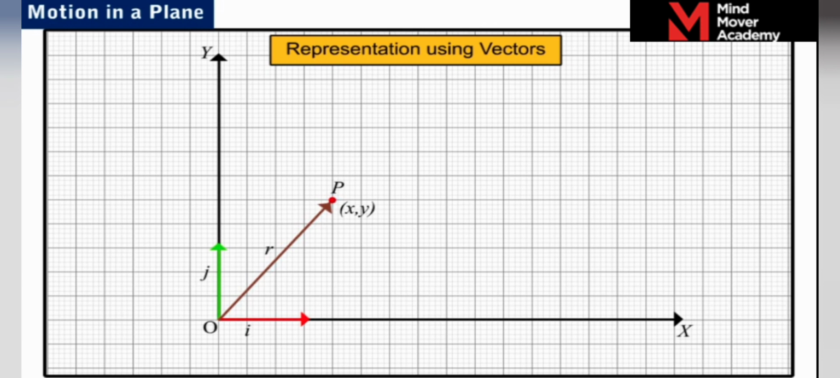From P, draw perpendicular lines to the x and y axis to indicate the x and y coordinates of point P. xi represents the horizontal component of the vector r, and yj represents the vertical component of the vector r. This position vector r is written as r is equal to xi plus yj.